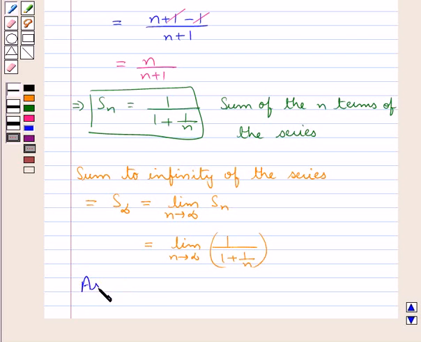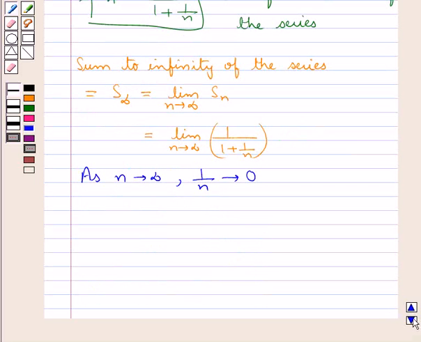Now we know that as n tends to infinity, 1 upon n tends to 0. Therefore, S infinity is equal to 1 upon 1 plus 0, which is equal to 1. That is, S infinity is equal to 1. And this is the sum to infinity of the series.